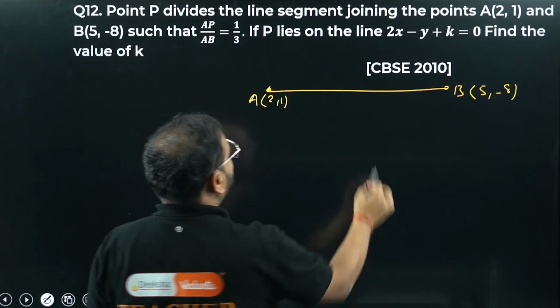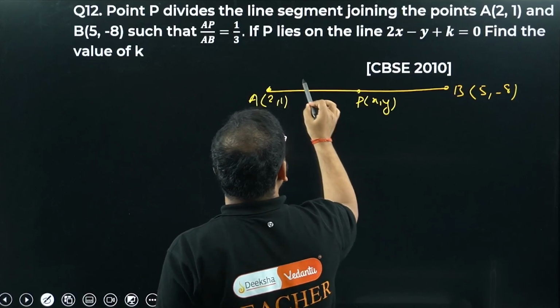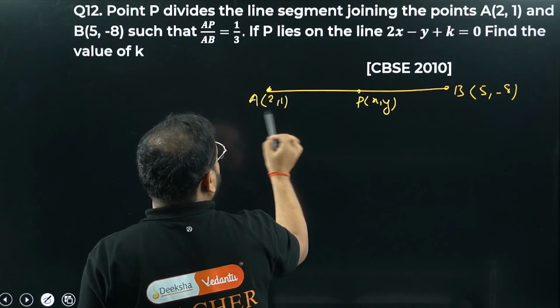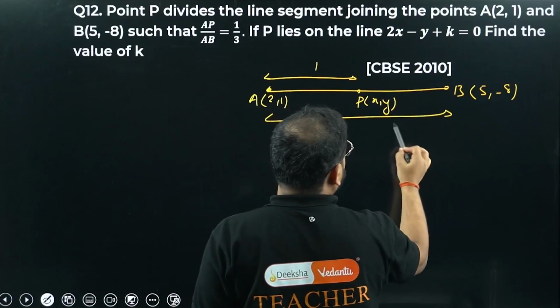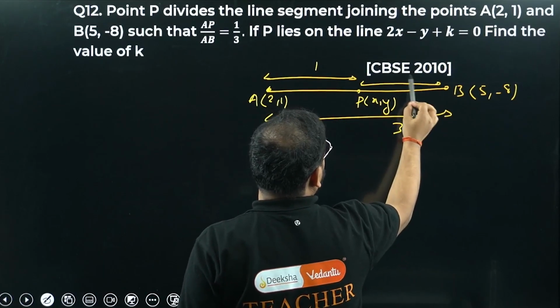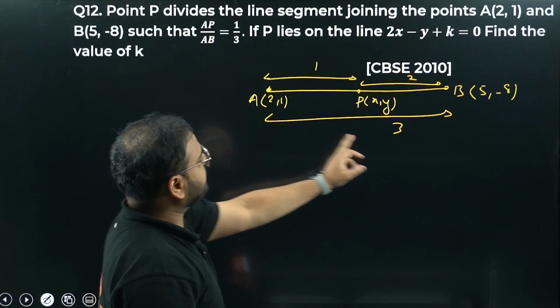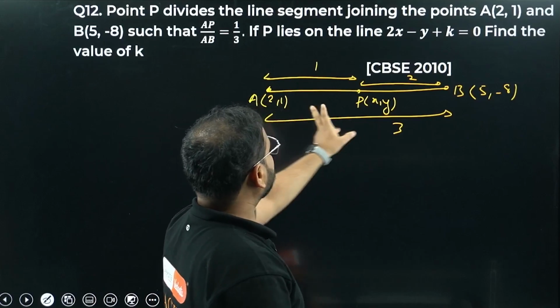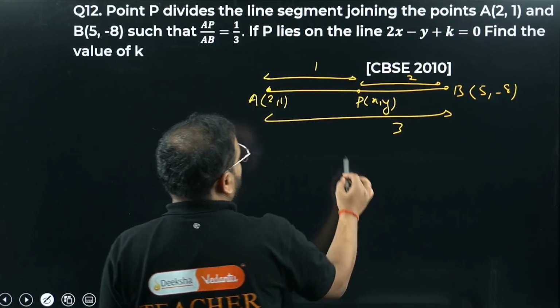There's a point P over here. The coordinate is x comma y, of course, and the ratio AP to AB is given. AP is 1 and AB is 3. So what is AP to PB? It is 1 to 2. Please check, AP to AB is given as 1, 2, 3. It means AP to PB is 1 to 2. Great.